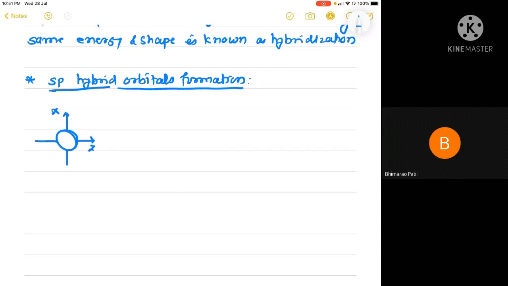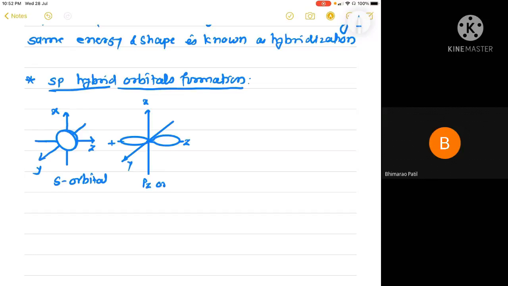This is the z axis, this is the x axis, and this is the y-axis. This is the s orbital. You know that it is spherical in shape. This is the x-axis, this is the y-axis, and this is the z-axis. This is the pz atomic orbital. And that forms two equivalent hybrid orbitals. This is the one. This is the second.